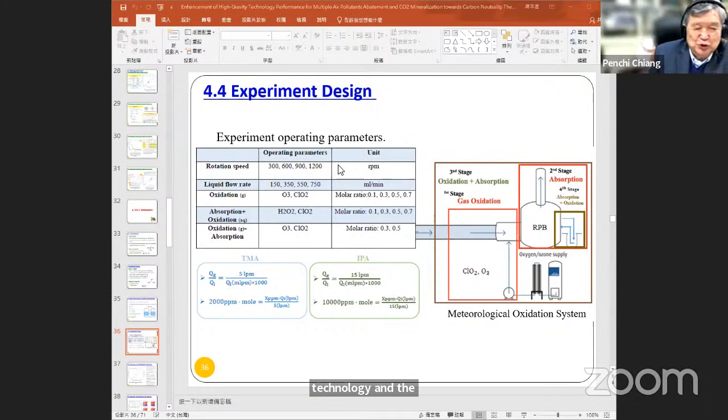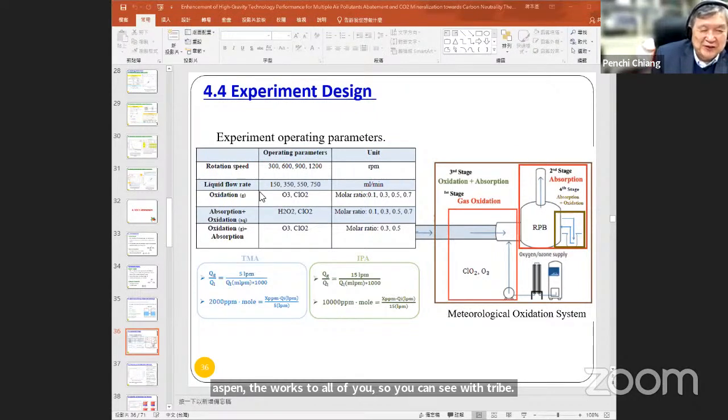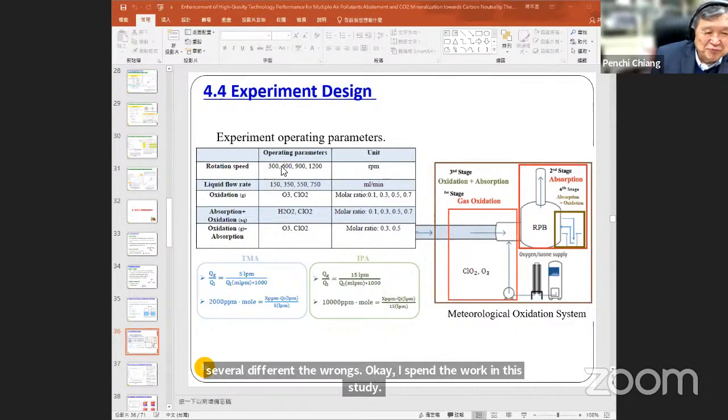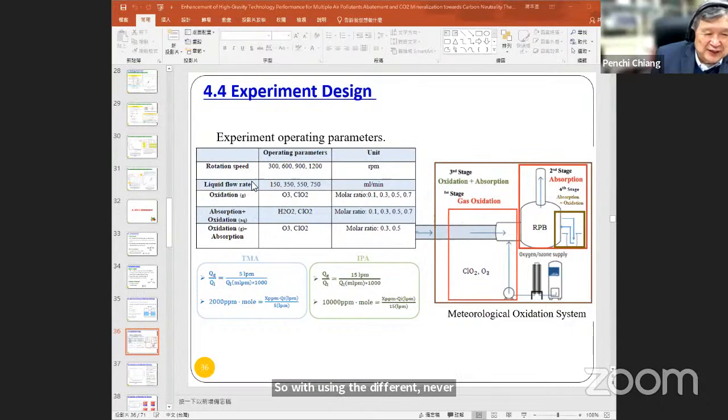So you can see we tried several different runs of experimental work in this study. We are using different levels of rotation speed and different levels of liquid flow rate versus the gases, using different types of chemicals and also different levels of reaction time to do the experimental work shown here.